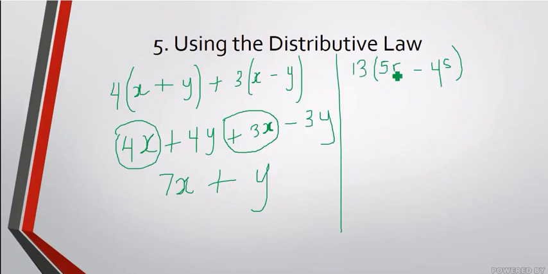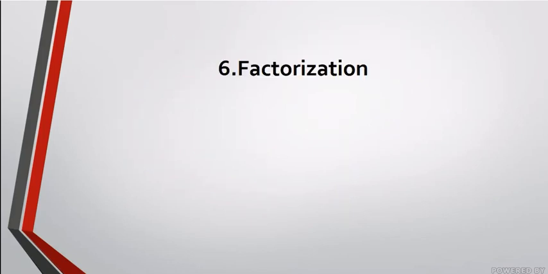If I have 13 multiplied by 5r is going to give me a total of 65r minus 13 multiplied by 4s will give me a total of 52s. And this is as far as the sum can go because I cannot subtract r from s. Okay, so now we're going to move on to our next topic in this course, which is factorization.